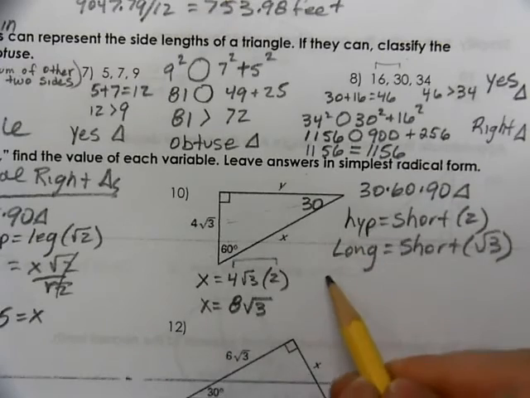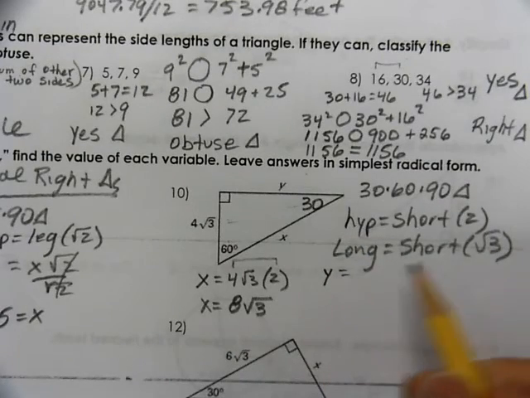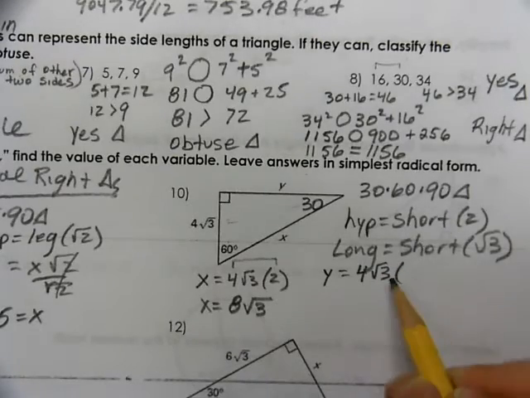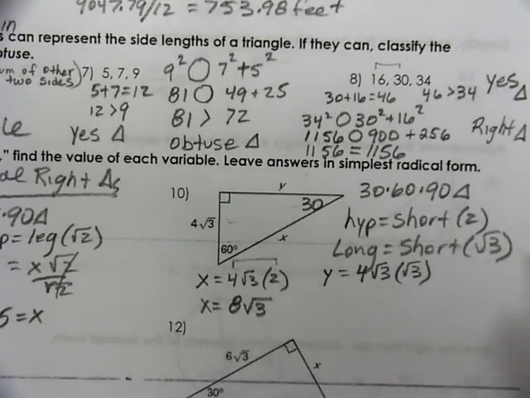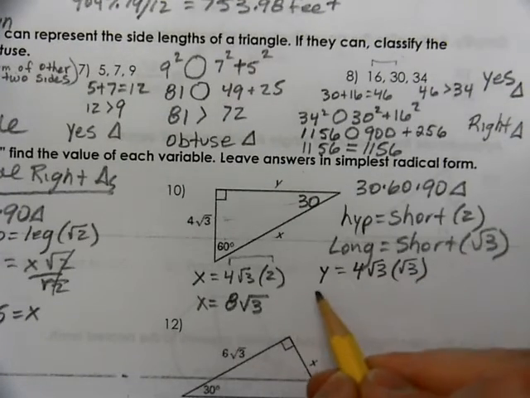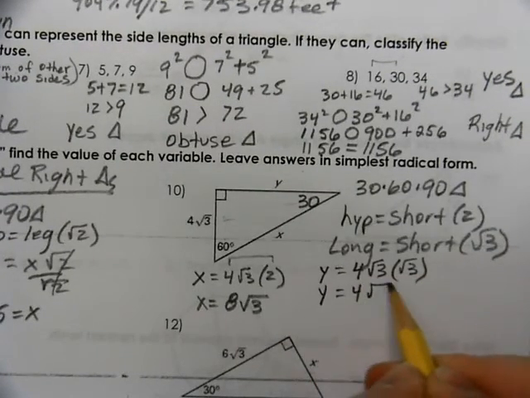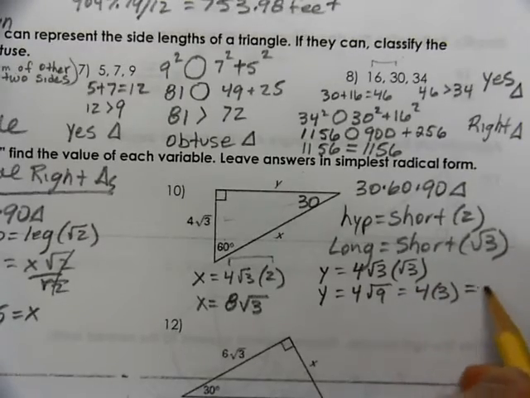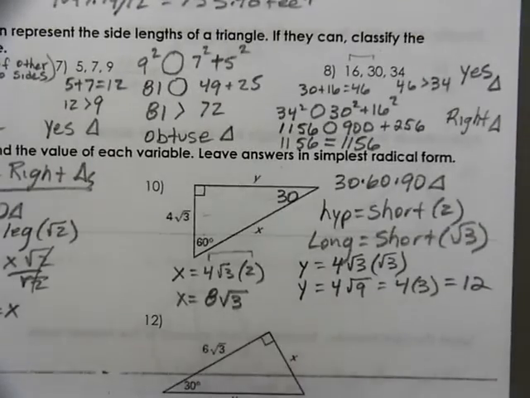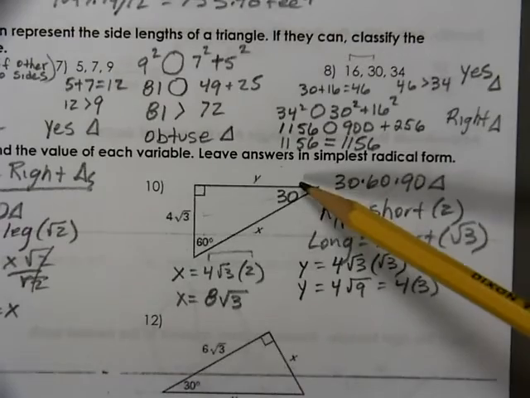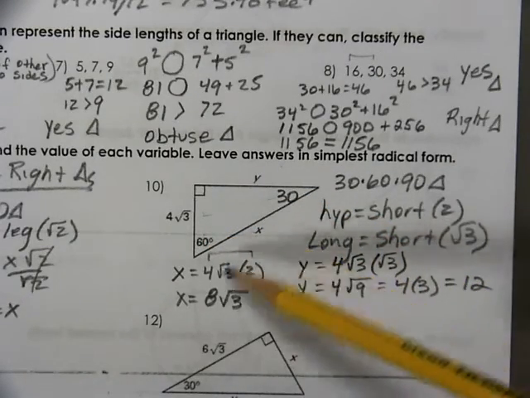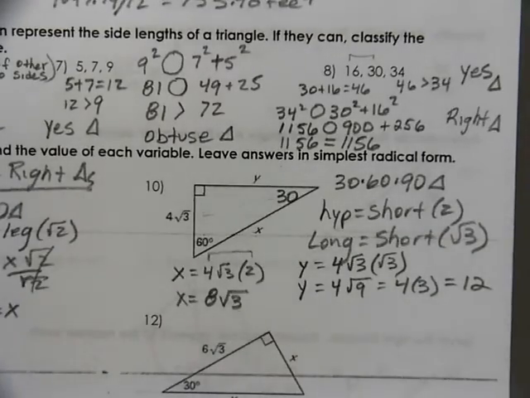The y value, which is the long leg, equals the short leg, which is 4 root 3, times root 3. Root 3 times root 3, those are the same types of numbers. That would give you square root of 9, which is 3, times 4, which is 12. So the long leg is 12, the short leg is 4 root 3, and the hypotenuse is 8 root 3.